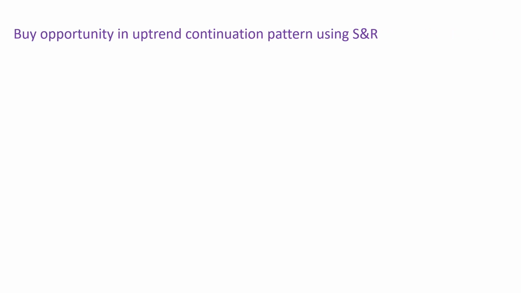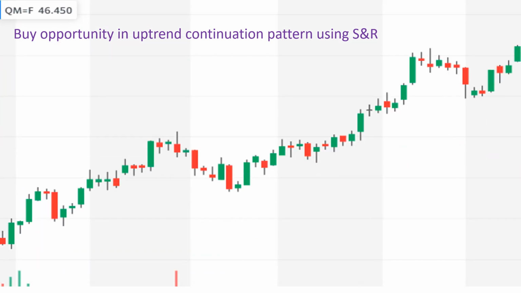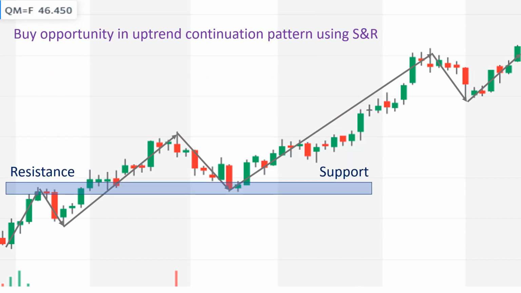Buy opportunity in uptrend continuation pattern using support and resistance. This is the price trend, QM stock, D1 time frame. The price is making higher swing highs and the pullback is making higher swing lows. These are the characteristics of a strong uptrend. Now at this stage, we draw our support and resistance right here. And we see the price is going up, hitting the resistance area and bouncing back, closing below the resistance, and going upward, breaking the resistance and closing above it.